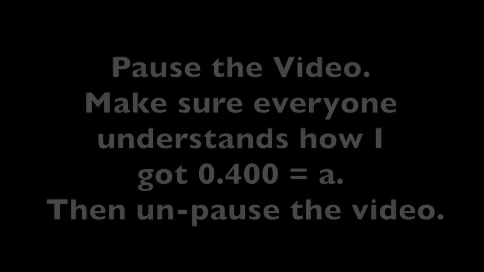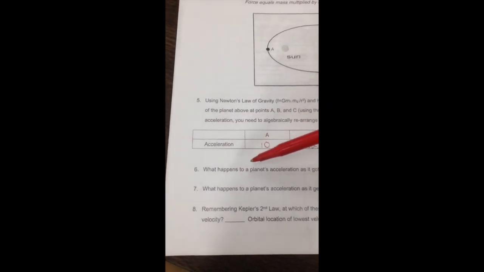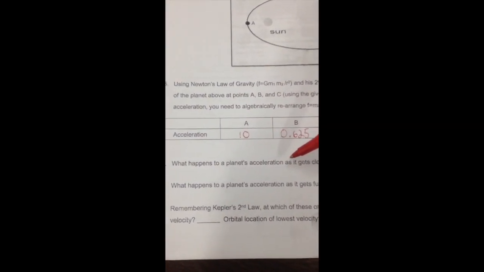Okay, now we need to do questions 6, 7, and 8. Hopefully you can figure them out. Here we go. Okay, so we are looking at numbers 6, 7, and 8. Let's start with number 6. What 6 says is, what happens to a planet's acceleration as it gets closer to a star?